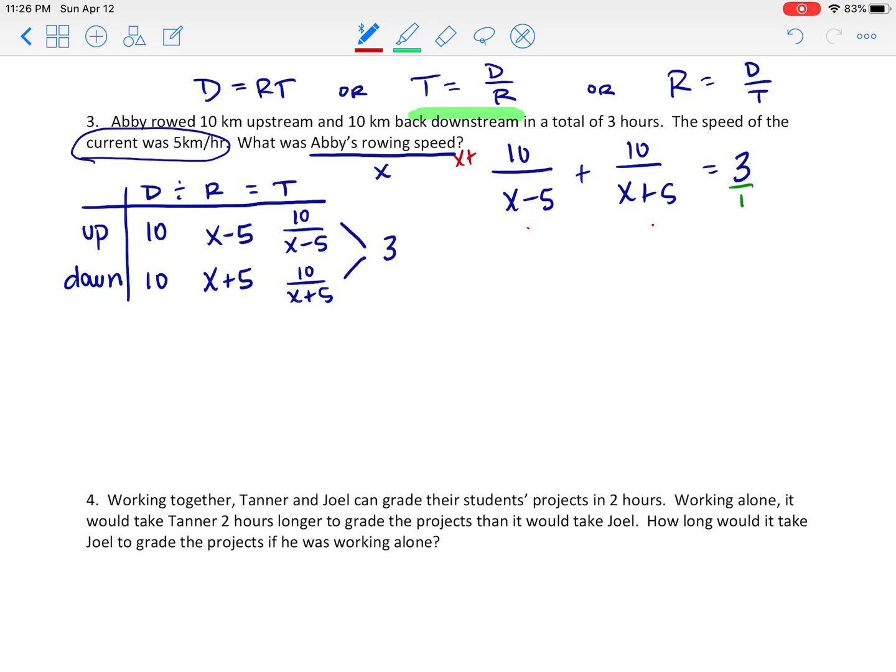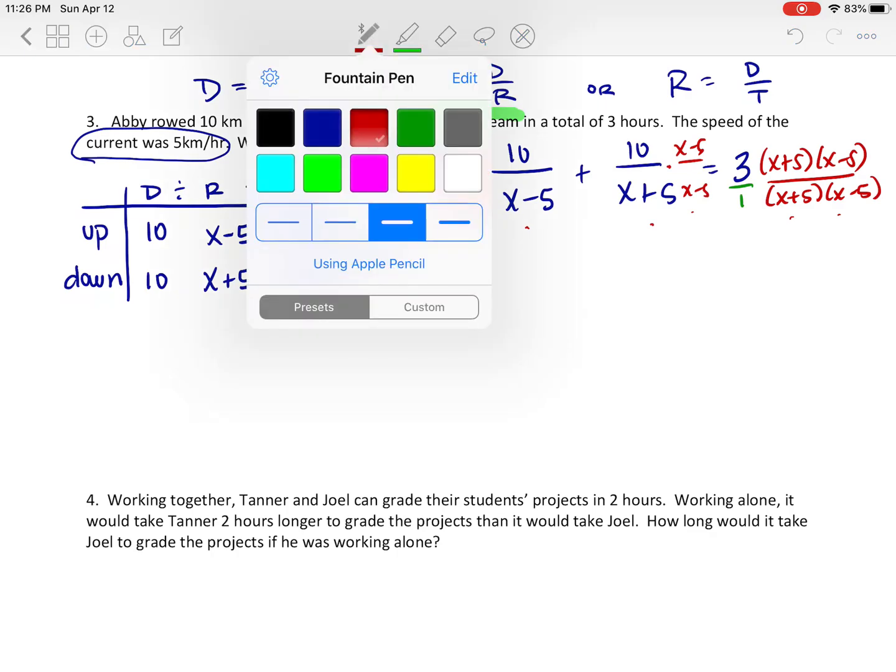This fraction would have to be multiplied by an x plus 5 on the top and the bottom. Here we'd have to multiply by an x minus 5 on the top and the bottom. And then here, we'd have to multiply by the whole thing, because this denominator only has a 1. Not really helpful. Okay, so now that all of our denominators match, x plus 5, x minus 5, x plus 5, x minus 5, x plus 5, x minus 5, now we can focus on our numerators.